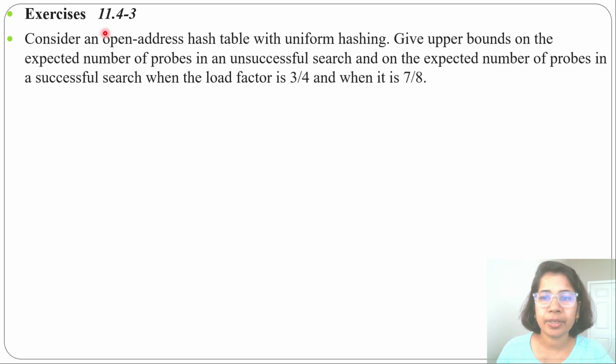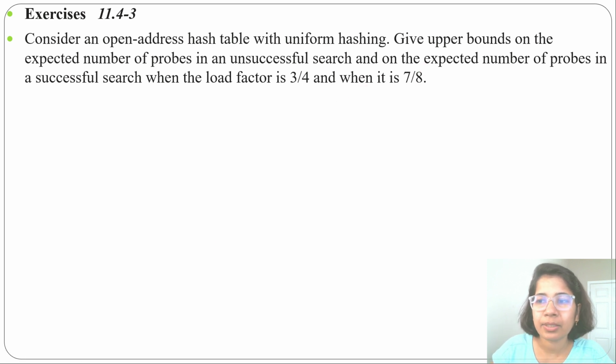Let's solve one question of the Cormen book. It's present in exercise 11.4-3. Consider an open address hash table with uniform hashing. Give an upper bound on the expected number of probes in an unsuccessful search and on the expected number of probes in a successful search when the load factor is 3/4 and when it is 7/8.